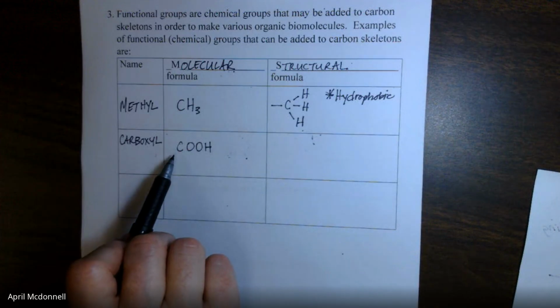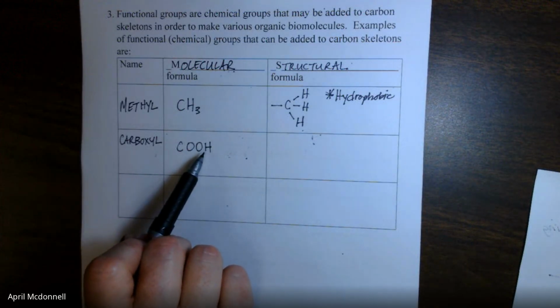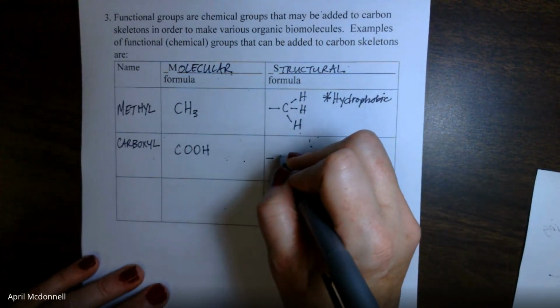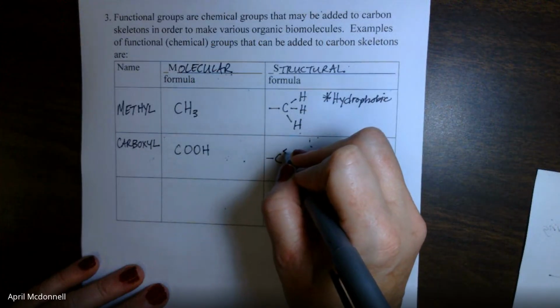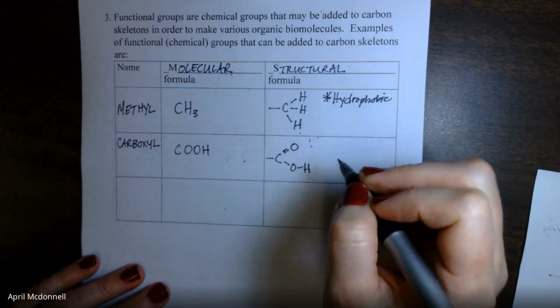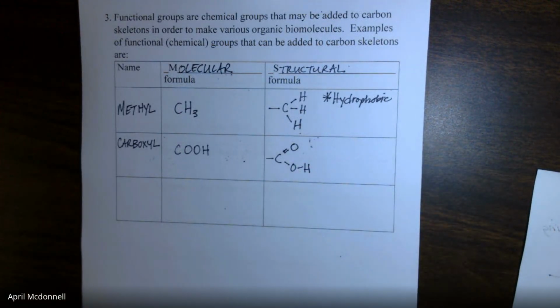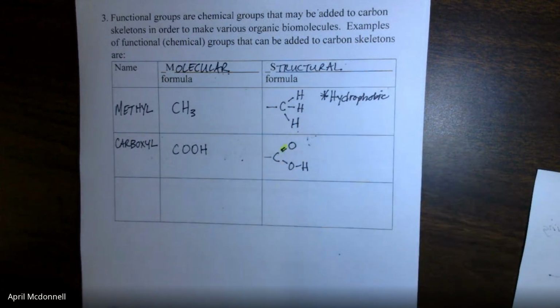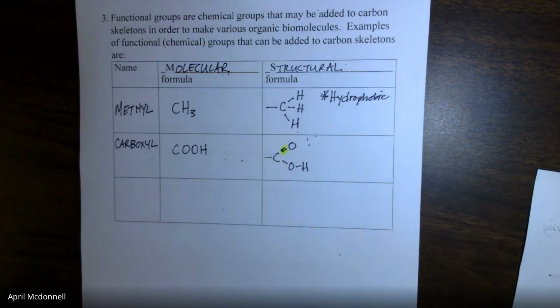It is made of 1 carbon atom, 2 oxygen atoms, and 1 hydrogen atom. Let's draw the structural formula. Okay, as you can see, there is something called a double bond shown in the carboxyl functional group.